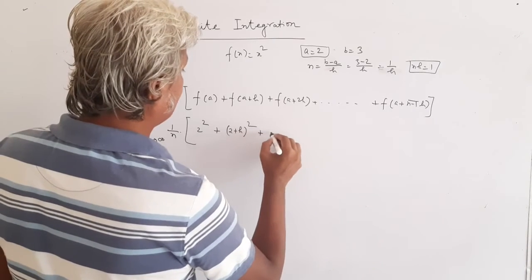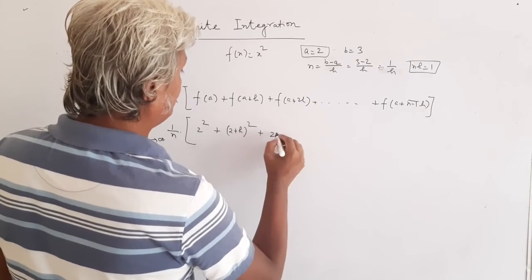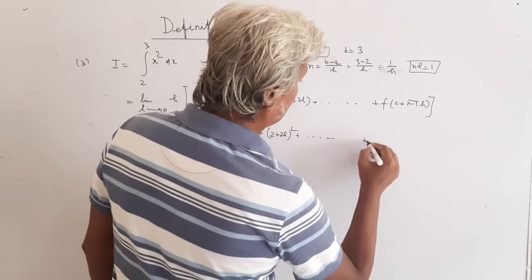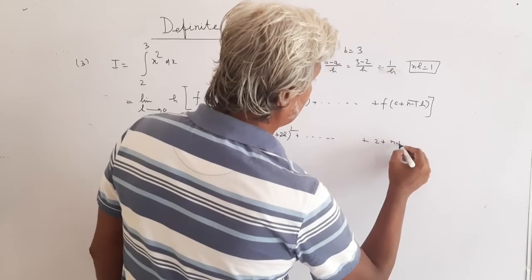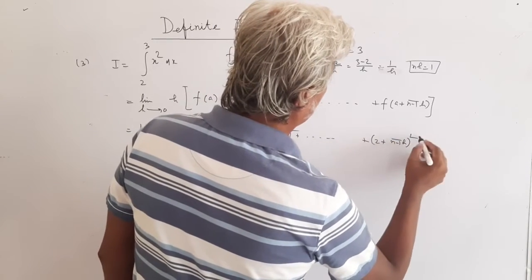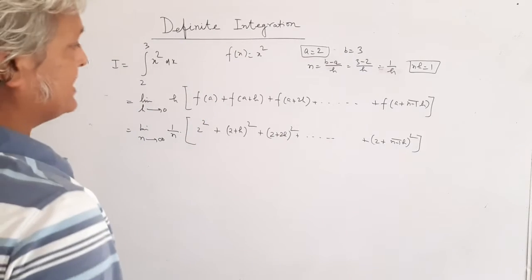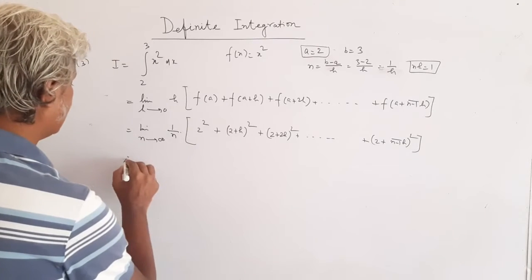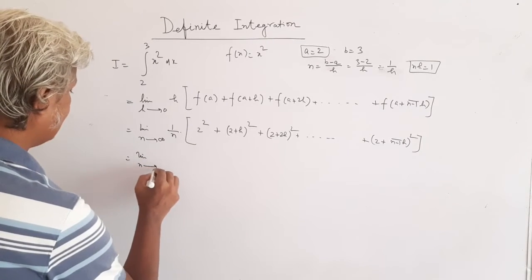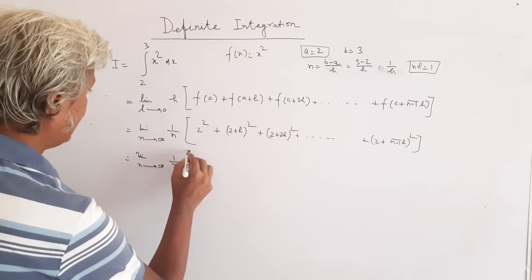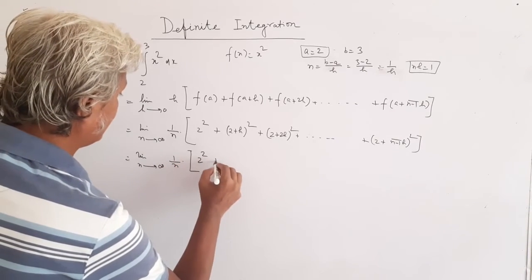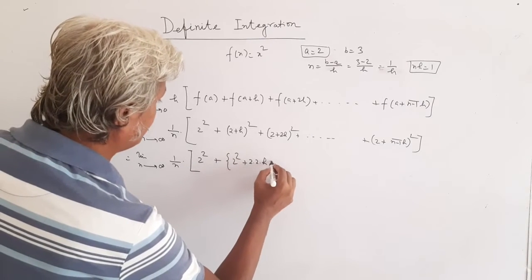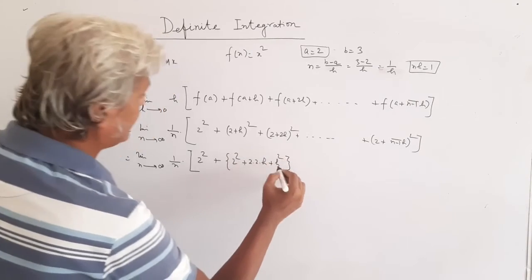So then we have (2 plus h) whole square plus (2 plus 2h) whole square plus dot dot dot plus (2 plus (n minus 1)h) whole square. Now all these can be expanded using the formula (a plus b) whole square. So this gives you, first again write, limit n tends to infinity 1 over n, and then we have 2 square plus 2 into 2 into h plus h square.